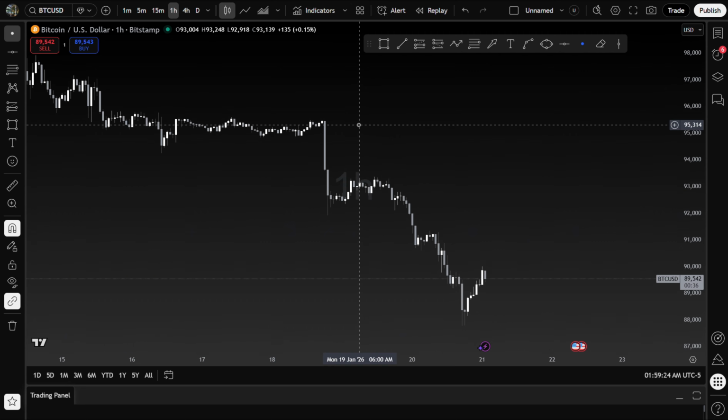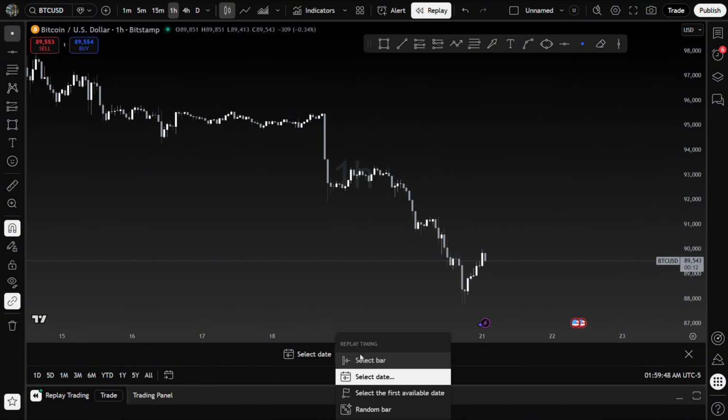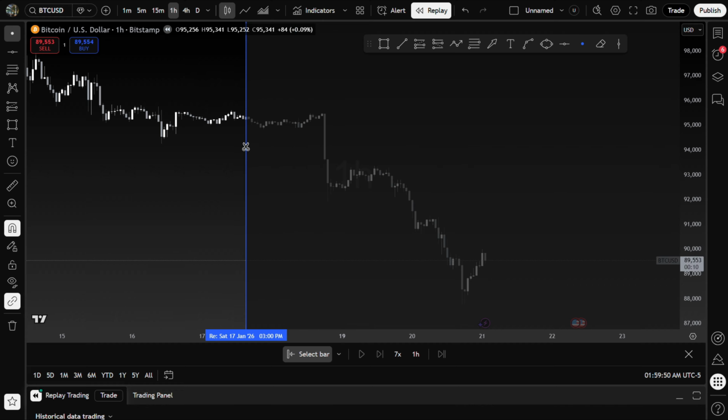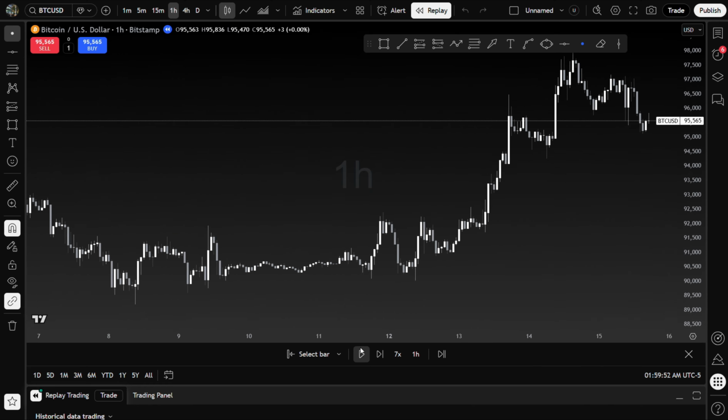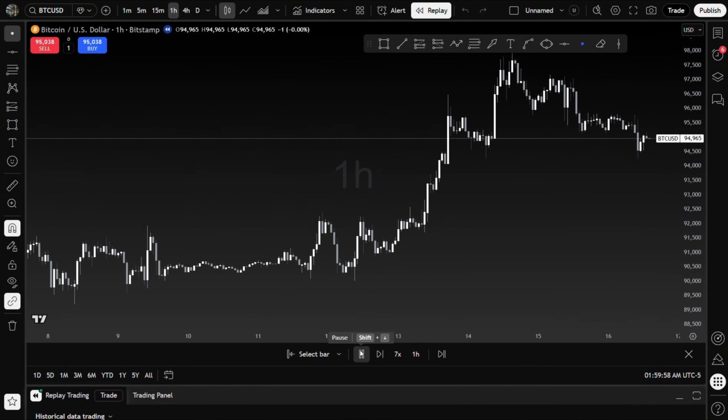But with that being said, the replay tool allows you to go back in time on the chart. And by the way, everything that you need is to basically select and chart. It will be up here and to your left. So you can point to a past bar like such and hit play. And you can watch price move candle by candle.